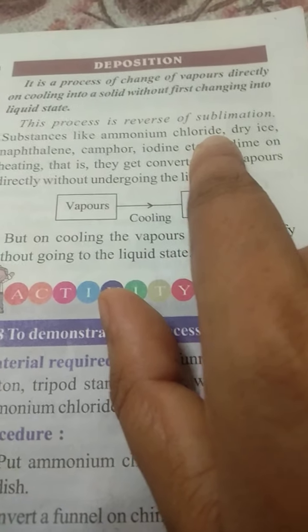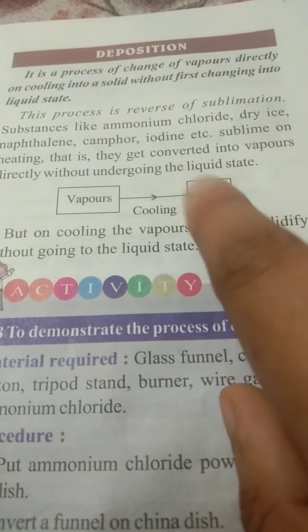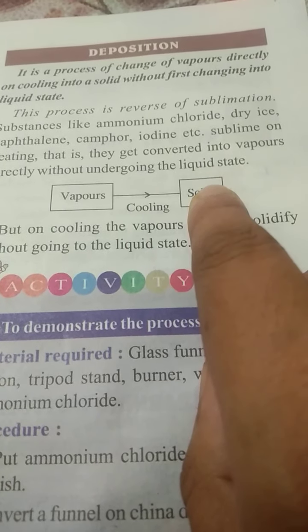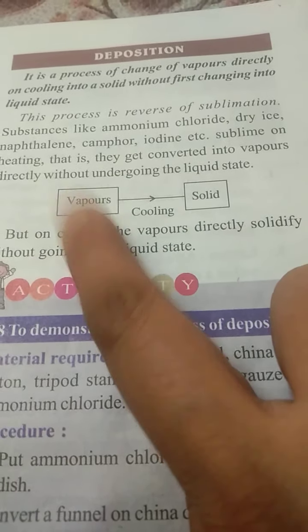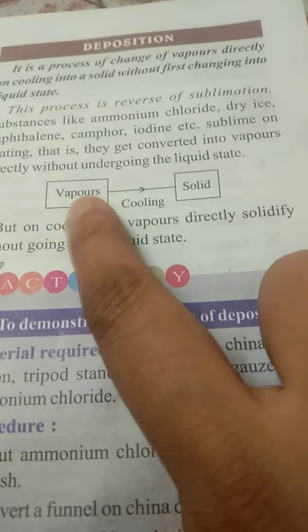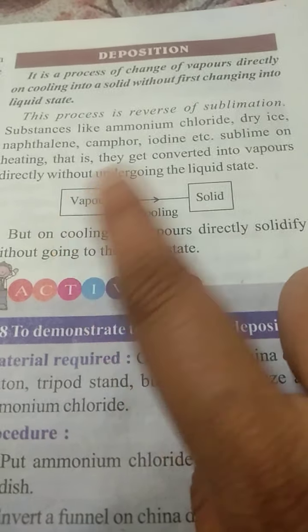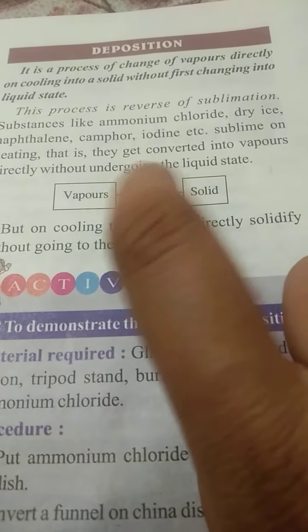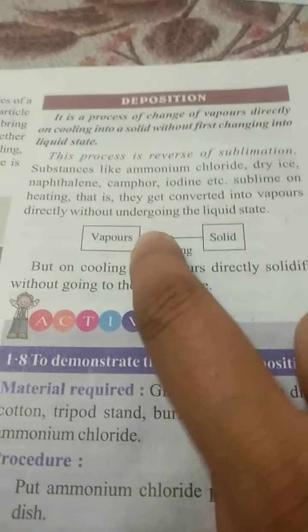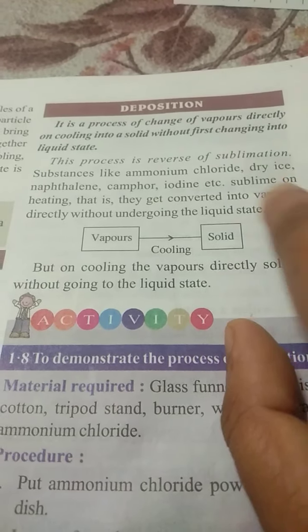In sublimation, without changing into liquid form, a solid on heating changes into vapor. That is sublimation. The liquid part is missing there. Deposition is the reverse of sublimation.